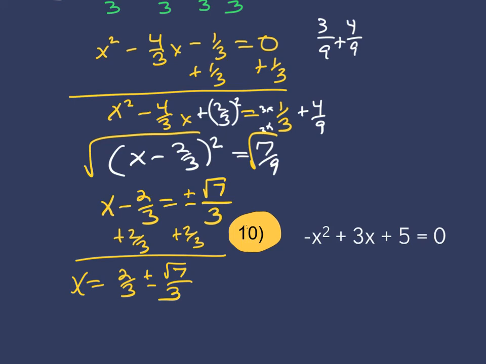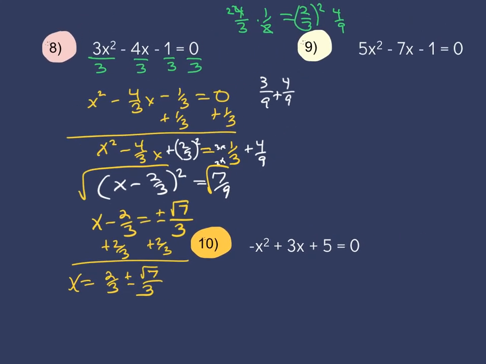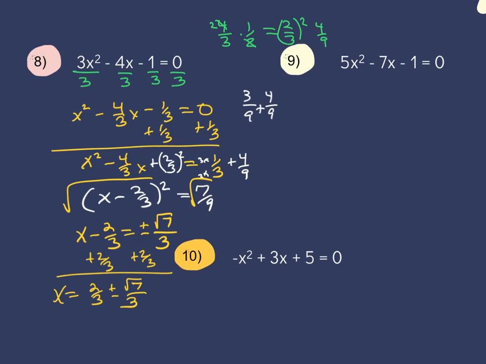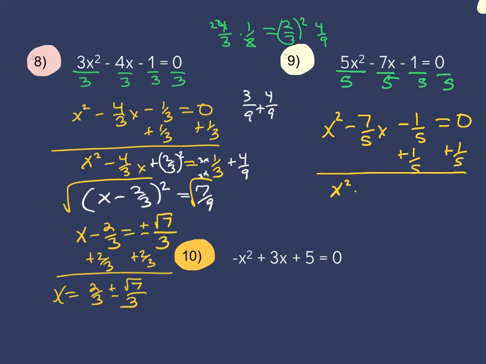Number 9, same thing. For number 9, I'm going to divide everything by 5. And I get x squared minus 7/5 x minus 1/5 equals 0. Add the constant. X squared minus 7 over 5x, leave the blank space, equals 1/5.